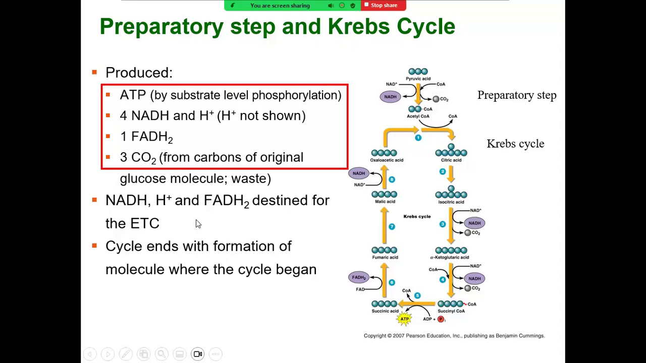And so if I ask you a question, how many NADH are generated by the preparatory step in the Krebs cycle, you tell me 4 NADH per pyruvic acid. However, if I ask you how many NADH are generated by glucose from the preparatory step in the Krebs cycle, you have to take this number and multiply by 2, or 8 NADH are generated from a molecule of glucose. Any question about any of that?